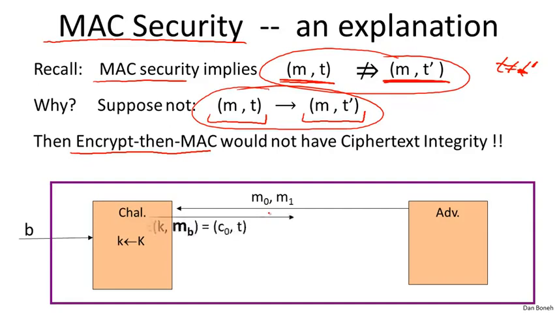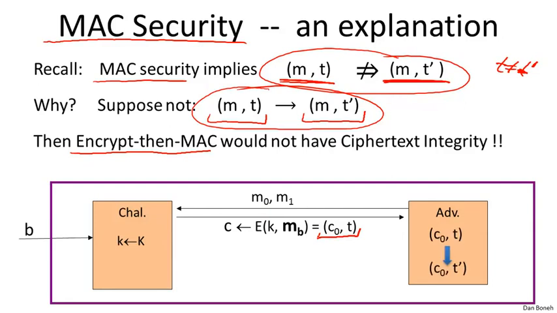And he's going to receive, as usual, the encryption of one of them, either the encryption of M0 or the encryption of M1. And since we're using encrypt-then-MAC, the adversary receives a ciphertext, we'll call it C0, and a MAC on the ciphertext C0. Now we said that given the MAC on a message, the adversary can produce another MAC on the same message. So he's going to produce another MAC on the message C0. Now he has a new ciphertext, C0, comma T prime, which is a perfectly valid ciphertext. T prime is a valid MAC of C0.